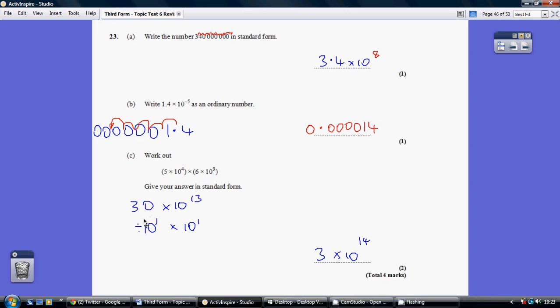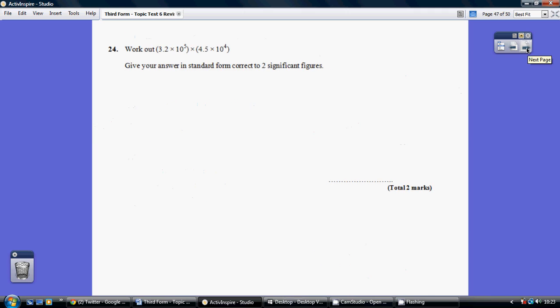So to achieve this first number needs to be 3, so we divide by 10. We divide by 10 to the 1, compensate by multiplying the second by 10 to the 1 at the opposite. 10 to the 13 times 10 to the 1 is 10 to the 14. Question 24.